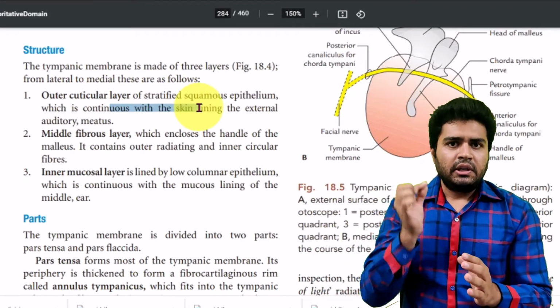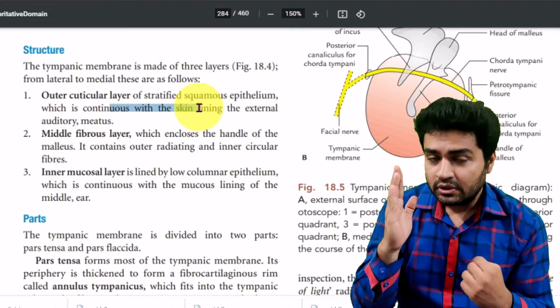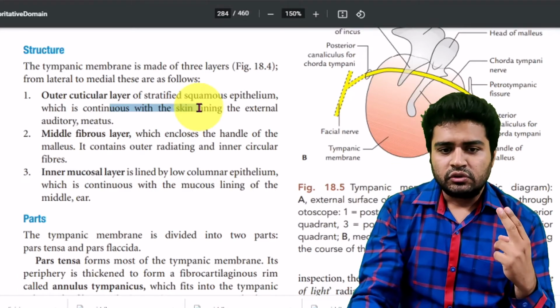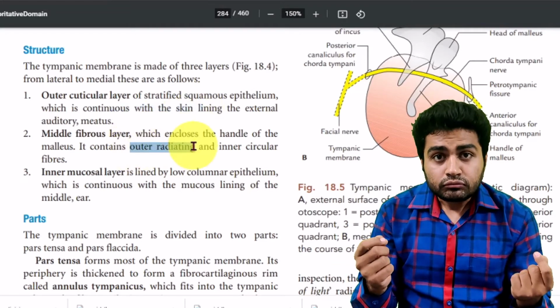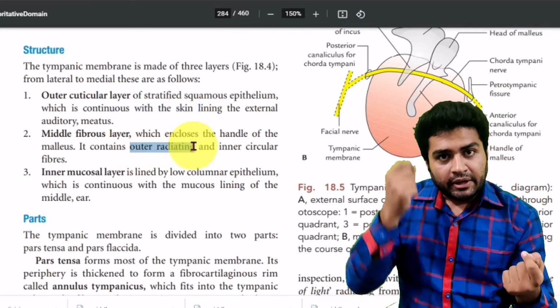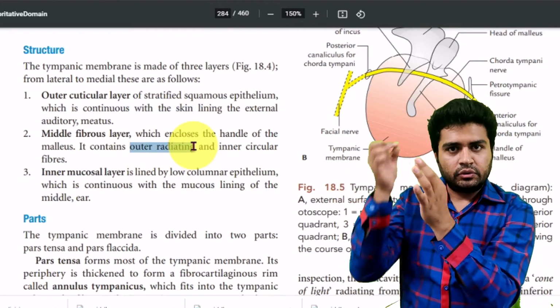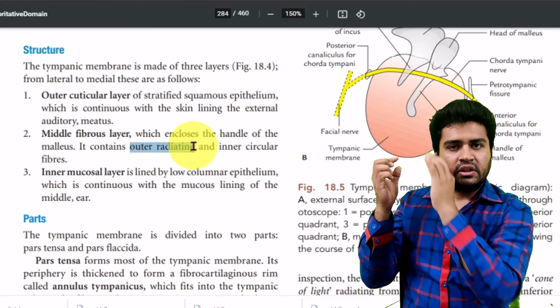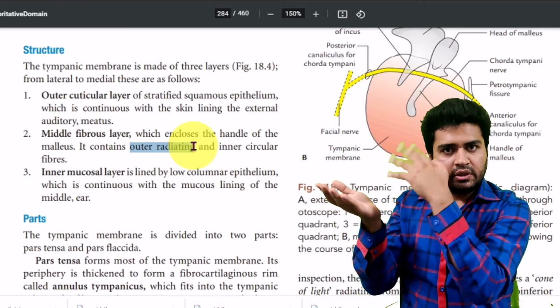Then the middle layer is also known as the fibrous layer. It has 2 layers of fibers. What are these 2 layers? Just remember the outer one is known as the radial fibers, and the inner one is known as the circular fibers. So radial fibers outside and circular fibers inside.